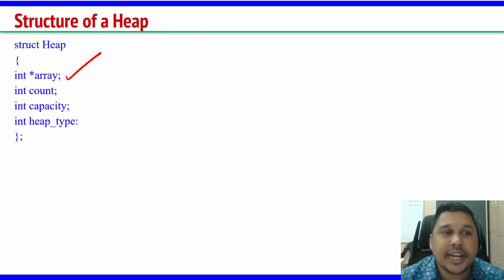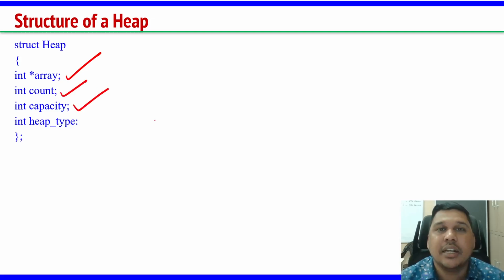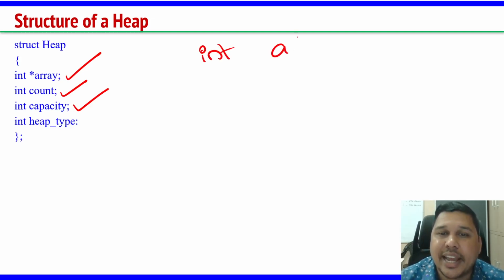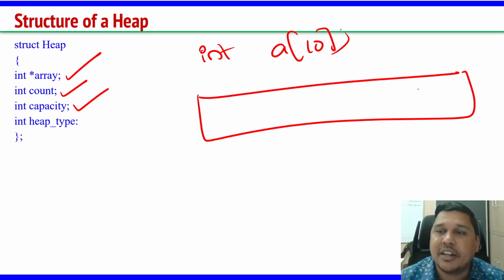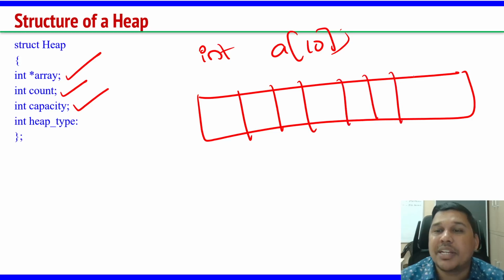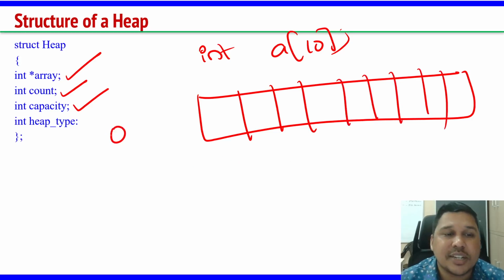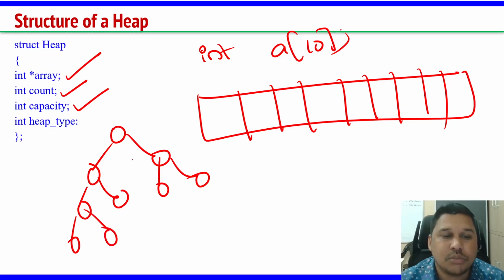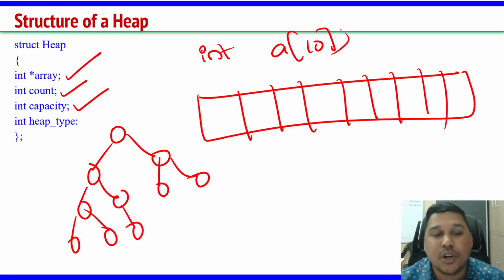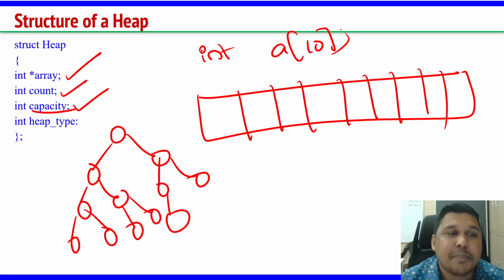you have to create an array to store the elements, a count for the number of elements, and a capacity. Because I may declare an int array of size 10. Okay, array of 10 is created, but what if I want to insert more elements into the tree? Like if positions 7, 8, 9, 10 are already filled and I want to insert a new element. For that we are maintaining a capacity.